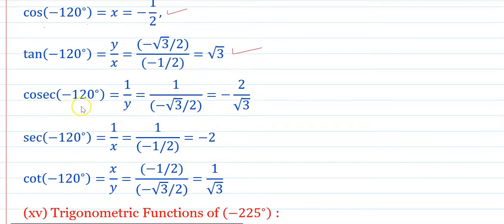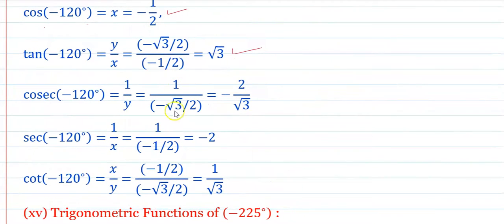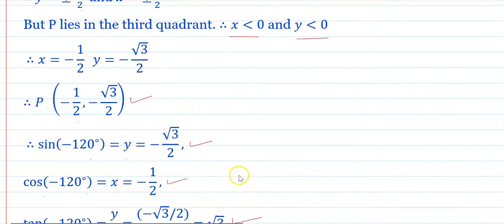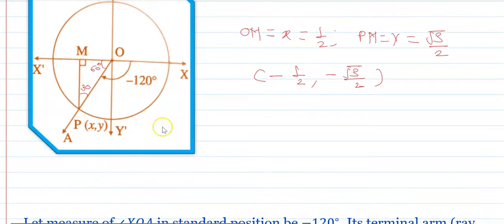You will get root 3. Cosec of minus 120 is equal to 1 upon y, which is 1 upon minus root 3 by 2, the reciprocal, that is minus 2 upon root 3. Sec of 120 is 1 upon x, which is 1 upon minus 1 upon 2, equal to minus 2. Cot of minus 120 is x upon y, minus 1 upon 2 upon minus root 3 by 2. You will get 1 upon root 3, and hence these are the values of the trigonometric functions for the angle minus 120.